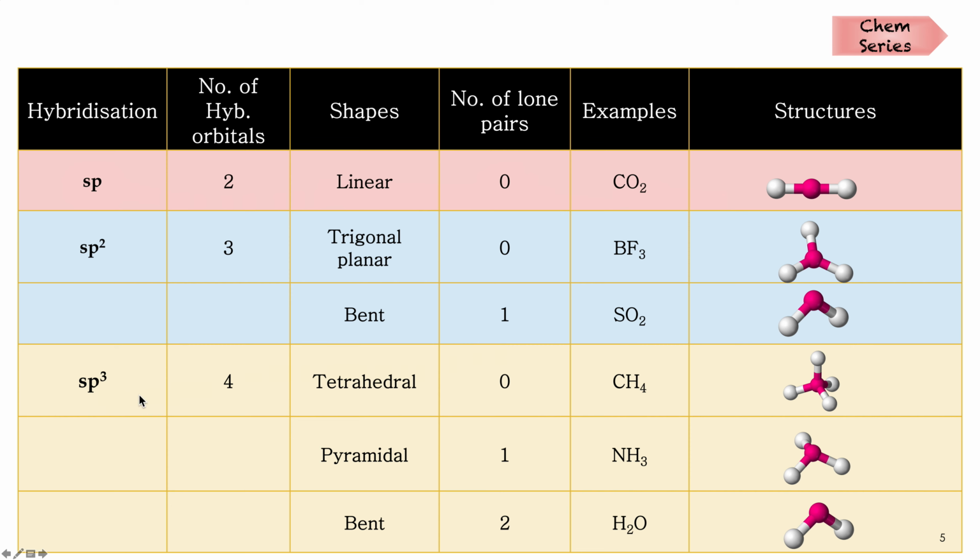For sp3 hybridization, the shape will be tetrahedral, for example CH4, when there is no lone pair. And when one atom is being replaced by a lone pair, it will be of pyramidal shape, for example ammonia. When it has two lone pairs, that is, this atom is also being replaced by a lone pair, it will be of bent shape, for example the H2O molecule.